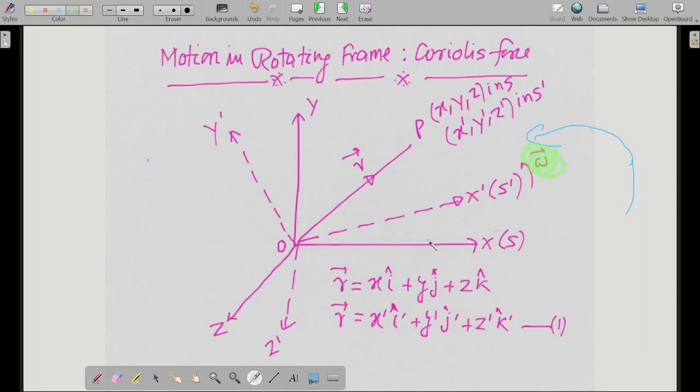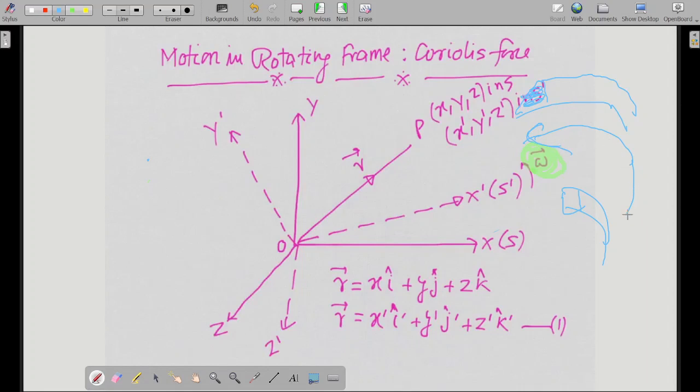Whenever your frame rotates in an anti-clockwise direction, it is very easy to find out. The direction of this omega can be found using the right hand thumb rule. What is the right hand thumb rule? You should keep your fingers like this, and the direction in which your thumb points is the direction of omega. The nails of your fingers must be in the direction in which the arrow is pointing, and your hand should be curled.